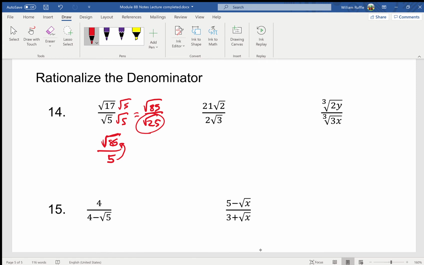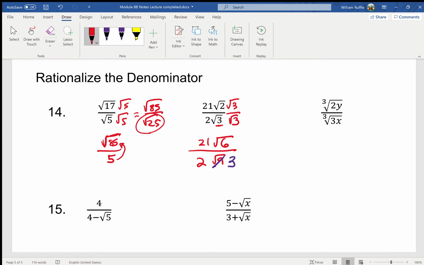So again, this next one here, I'm looking at the square root of 3. Well, if I multiply the top and bottom by the square root of 3, I'm going to end up with 21 square root of 6 over 2 times square root of 3 times square root of 3, which is the square root of 9. Now I'm just going to simplify this. Square root of 9 is really 3, isn't it?